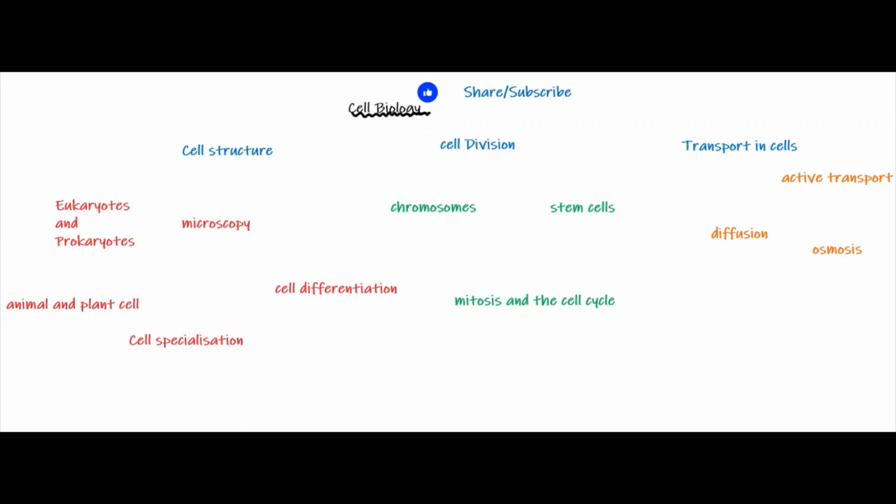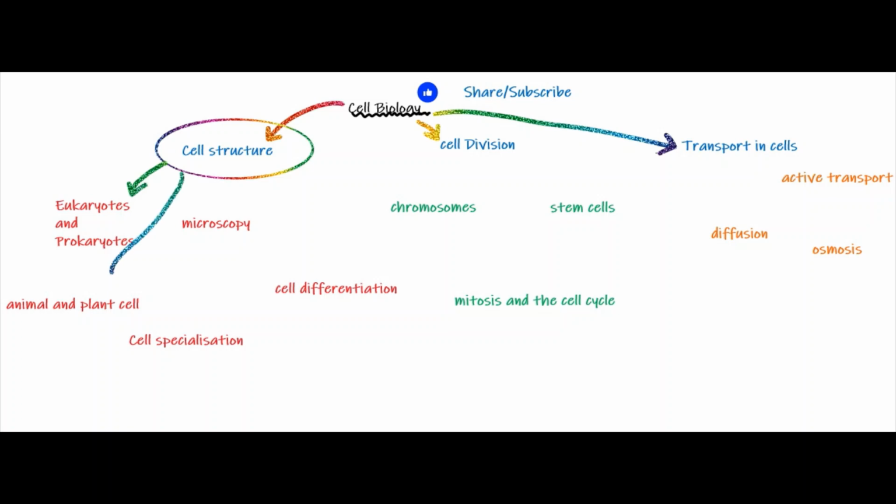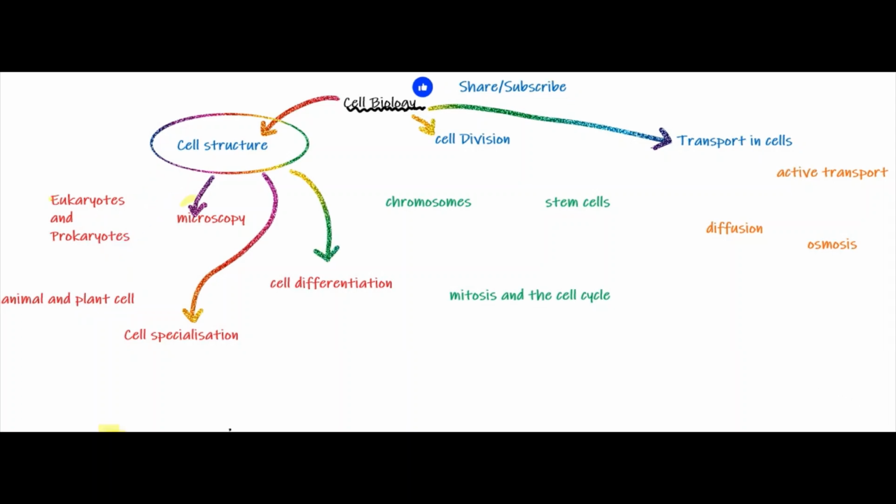We'll look at an overview of Topic 1 from AQA GCSE Biology and then study a section in detail with some exam questions. Let's get straight into it. Cell biology is divided into three main topics: cell structure, cell division, and transport in cells. Cell structure is then further divided into smaller topics. First one is eukaryotic and prokaryotic cells, then animal and plant cells, microscopy, cell specialisation, and cell differentiation. We will study eukaryotic cells and prokaryotic cells.